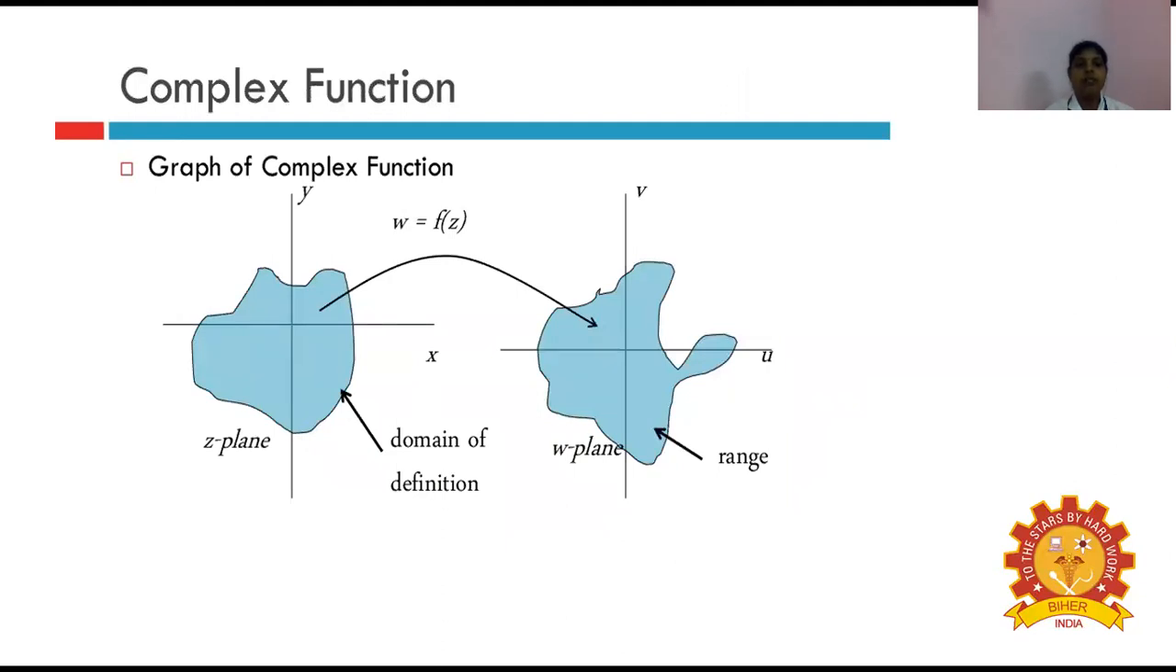Next, graph of complex function. Z plane denotes the domain, W plane denotes the range. Here, the transformation from Z plane into W plane is denoted by the function w equal to f of z. In Z plane, x is the real part, y is the imaginary part. In W plane, u denotes the real part, v denotes the imaginary part.